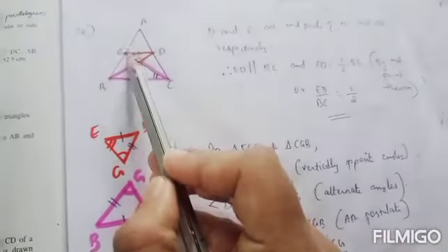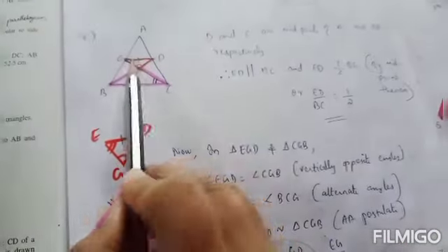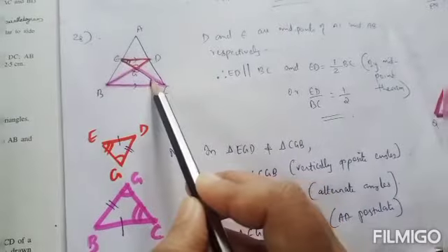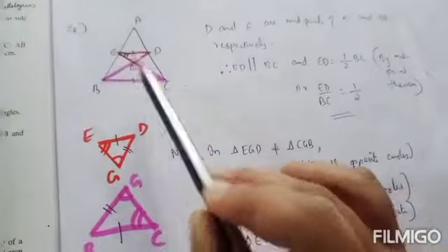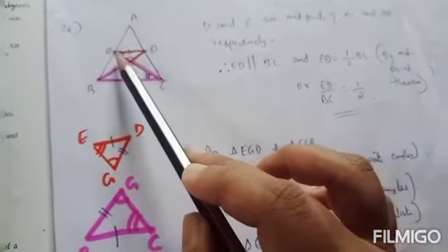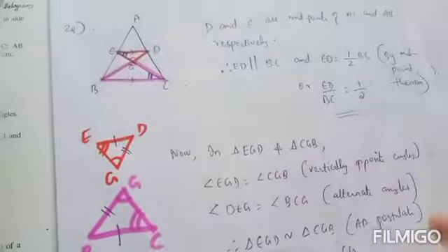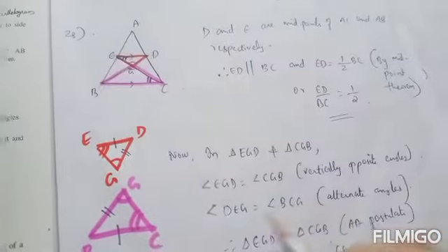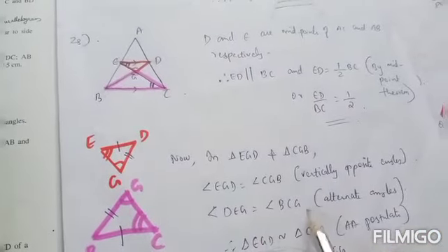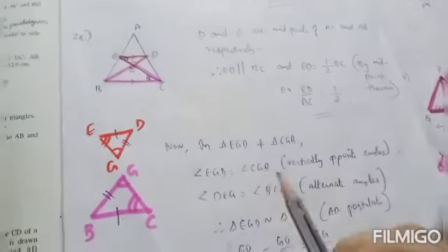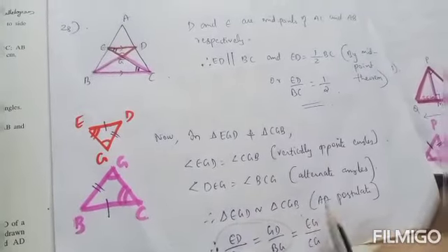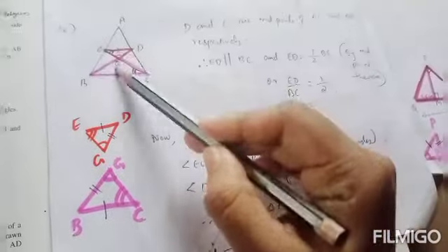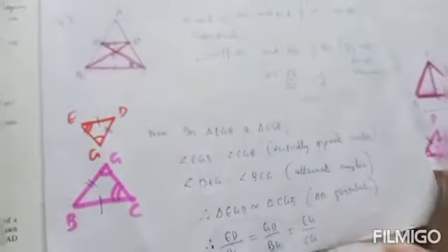Now angle DEG and angle BCG. These two angles are equal since they form alternate angles, since ED is parallel to BC. So angle DEG is equal to angle BCG, alternate angles. Therefore triangle EGD is similar to triangle CGB by the AA postulate.